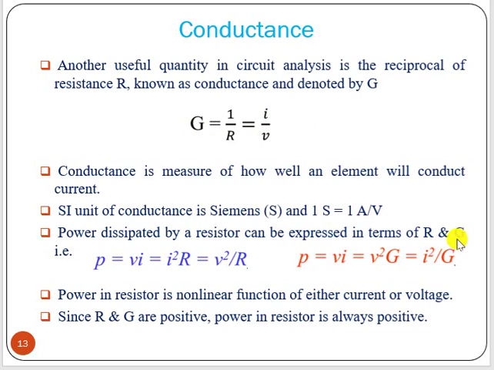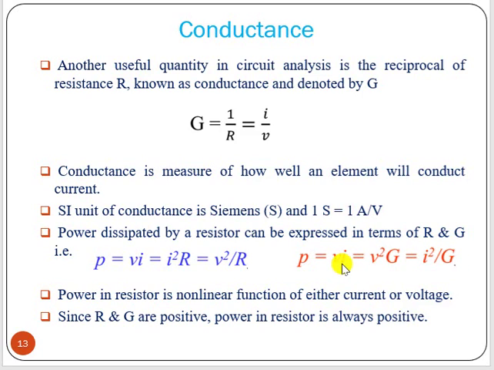Now the power dissipated by a resistor can be expressed in terms of both R and G. As we know from the first and second lectures, P equals V into I. If we put V equals IR, that becomes I into IR, that is I square R. If we put I equals V by R, then it becomes V square by R. Similarly, P equals VI, and if we put V equals I by G, it becomes I square by G.